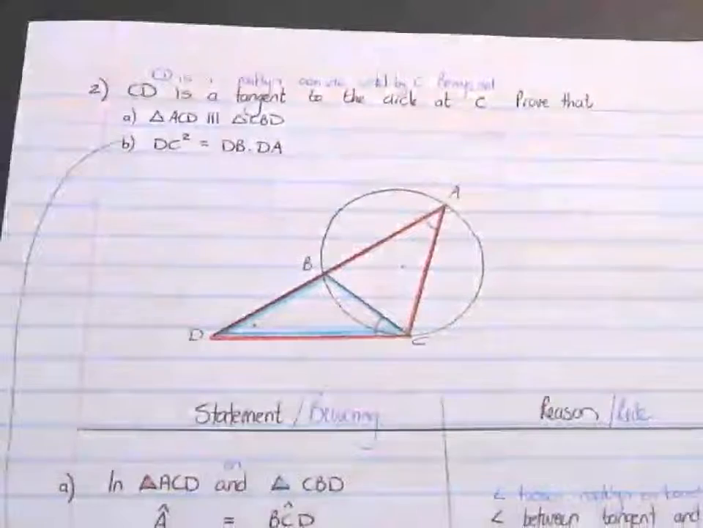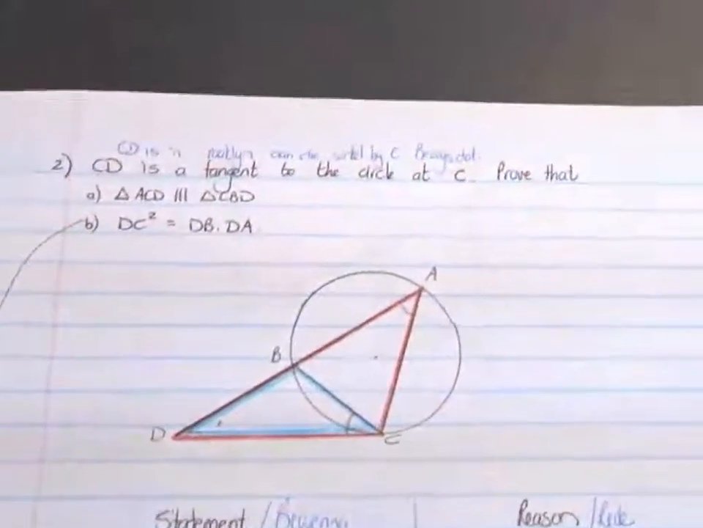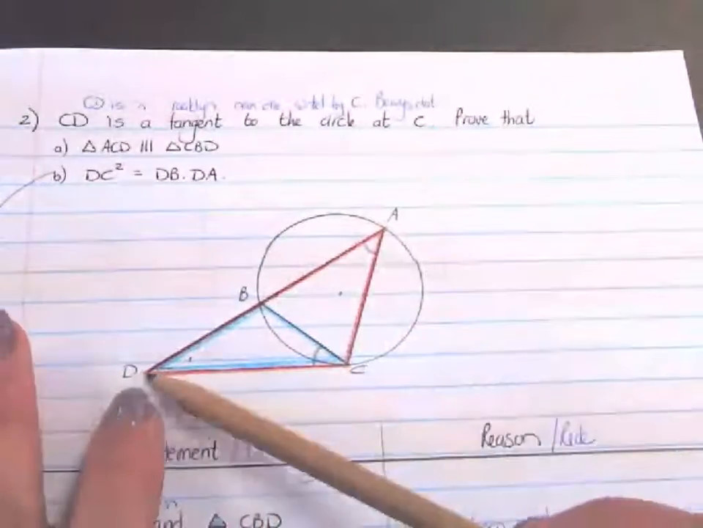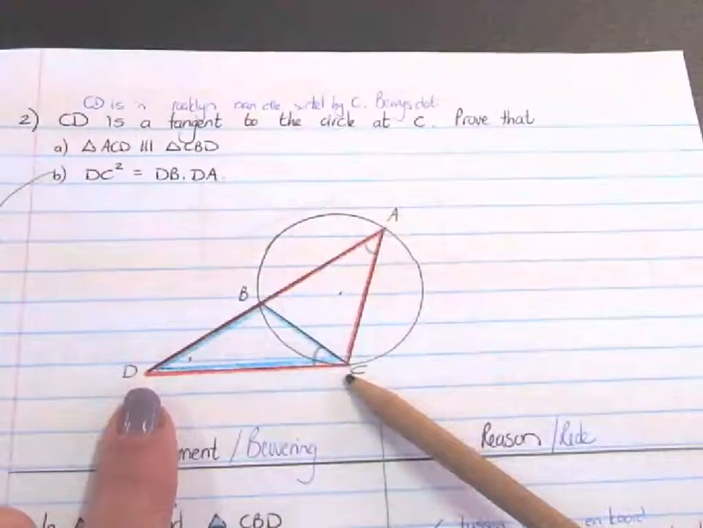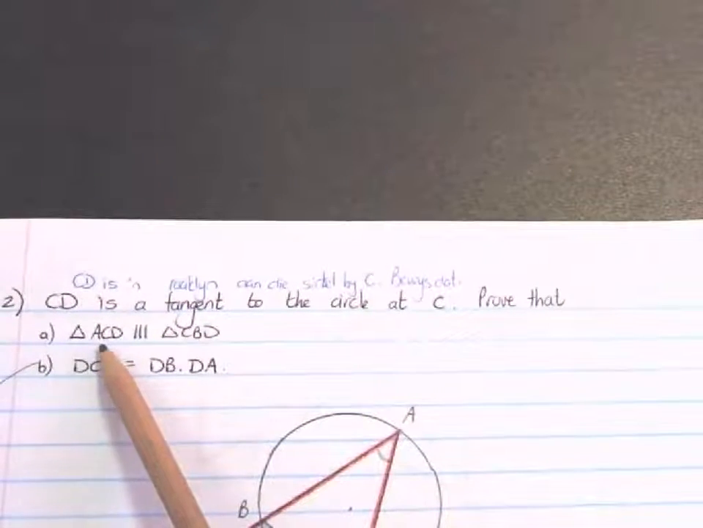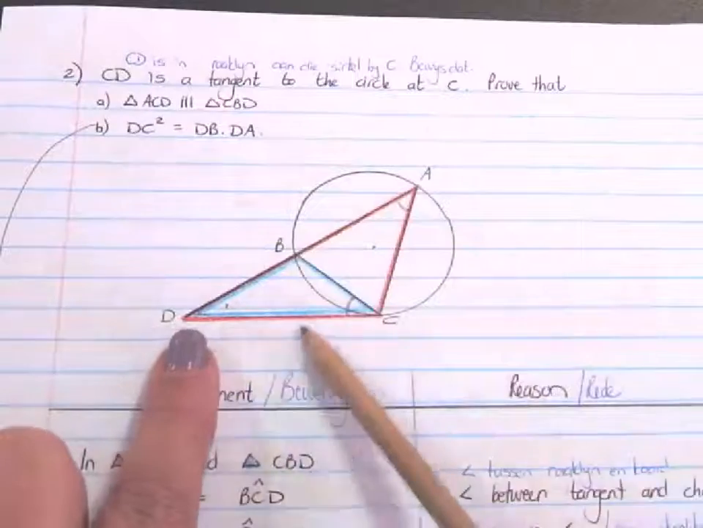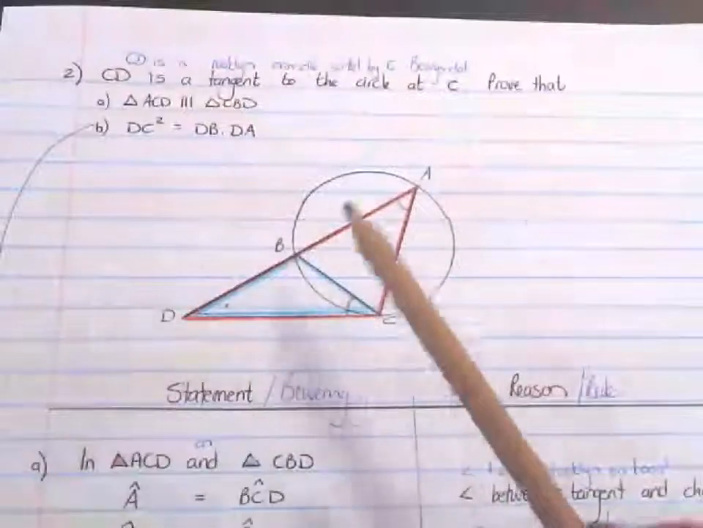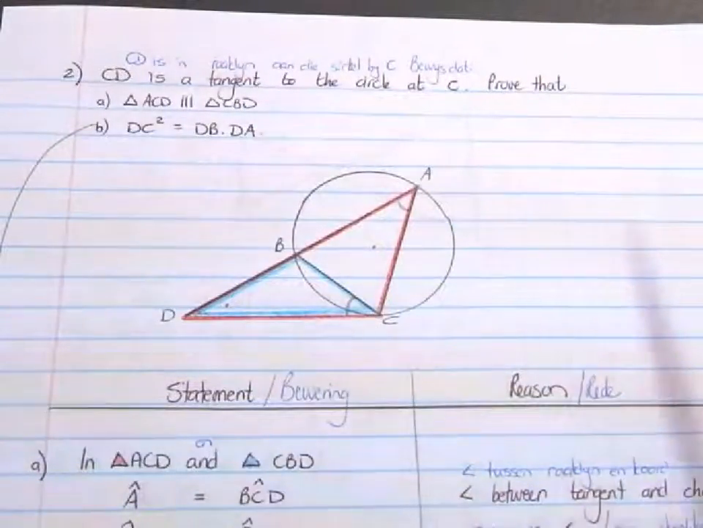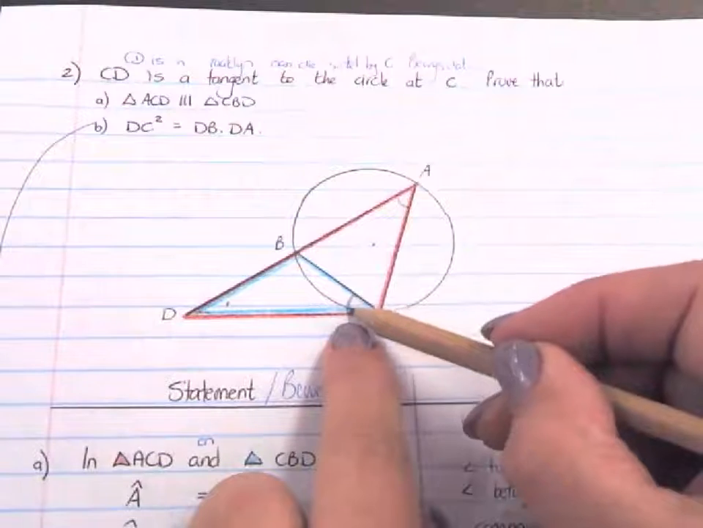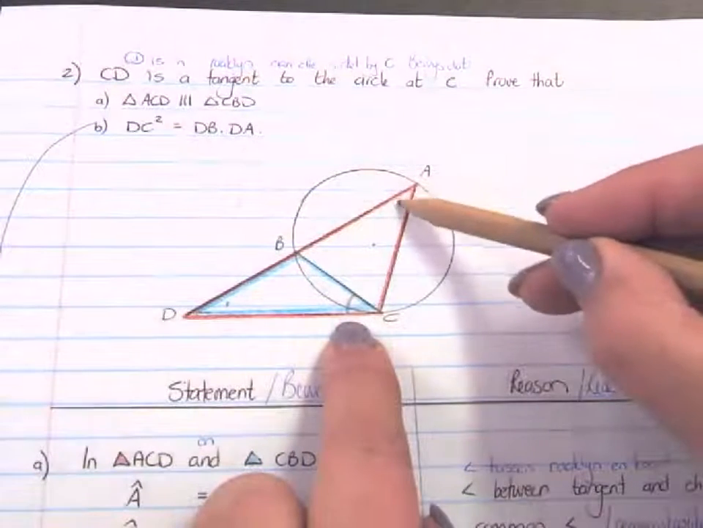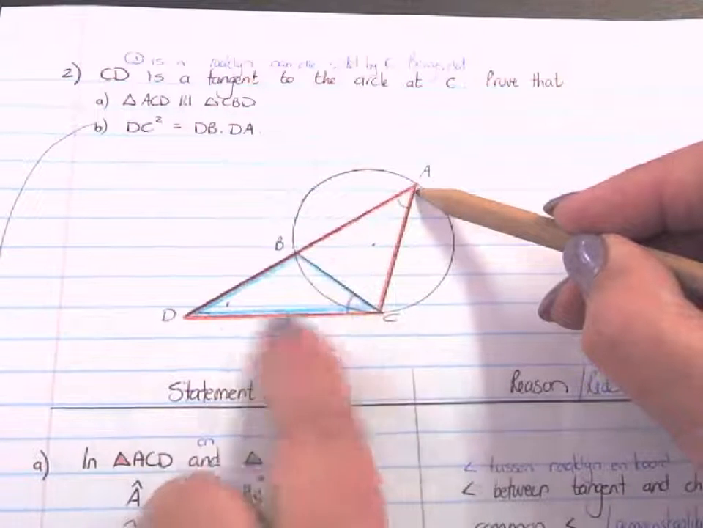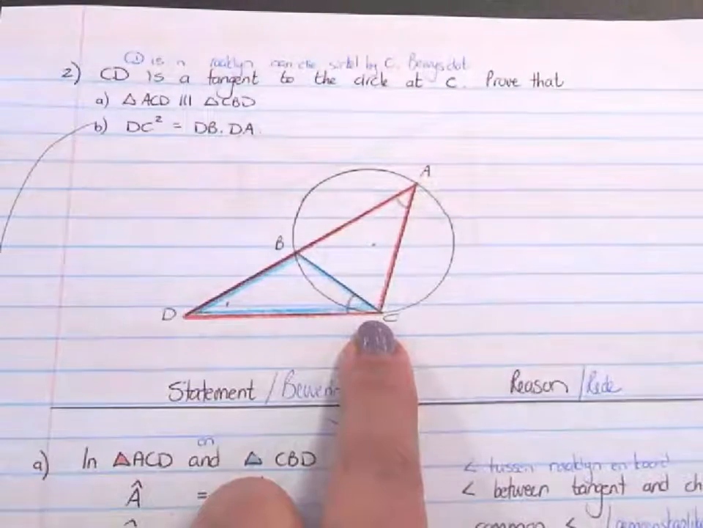So, example 2, we have a circle with a tangent and we draw a huge triangle. Now they ask, prove that triangle ACD, so it's the big red one, is similar to the blue one. To prove similarity, you need three angles. Angle C in the blue one is the same as angle A in the red one because the angle between a tangent and a chord is equal to the angle in the opposite circle segment.